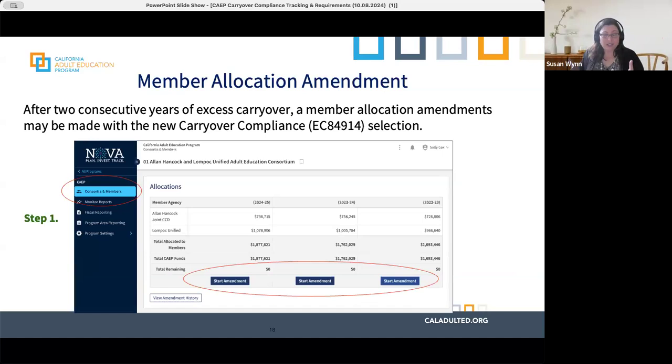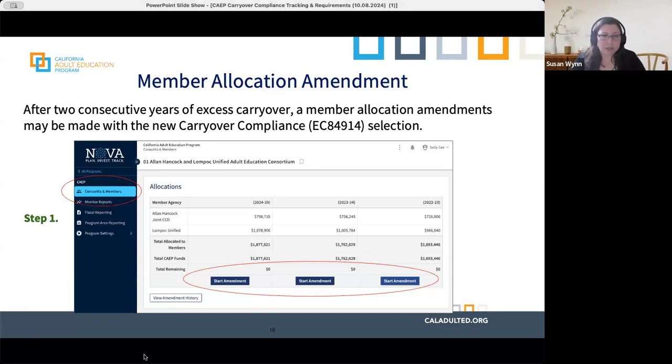After 2 consecutive years, I know some questions have been asked about this. If a member has exceeded their internal carryover compliance threshold for 2 consecutive years, then a member allocation amendment utilizing the new carryover compliance selection may be made. Those amendments are found in the consortium and members section of NOVA, in the left-hand navigation menu. You just find your consortium and then you scroll down to where the allocations are, and there are buttons that say start amendment. And if we go to the next slide, please.